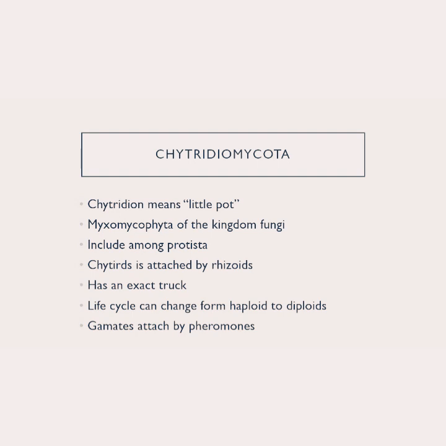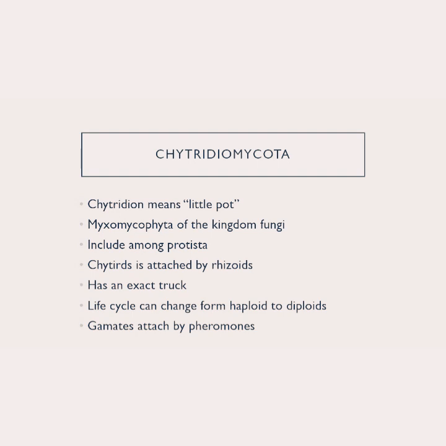Let's start with the Chytridiomycota. Chytridiomycota is a phylum, and the meaning of Chytridion is little pot. The kingdom of this phylum is fungi. Chytridiomycota include some protista. Next, chytrids are attached by rhizoids. Means the chytrids, which are little pots in the fungi, attach with the help of rhizoids.